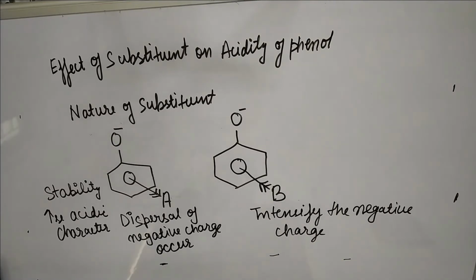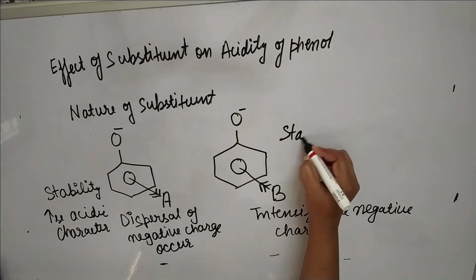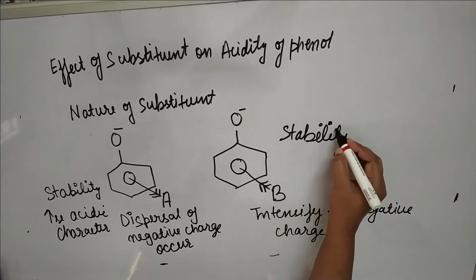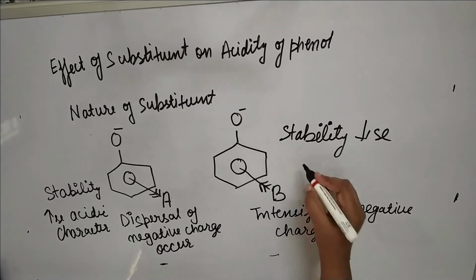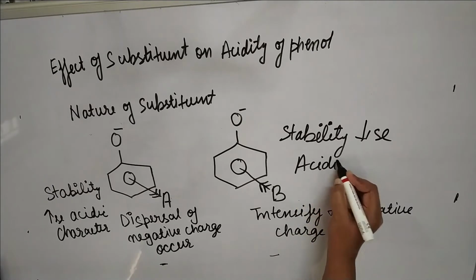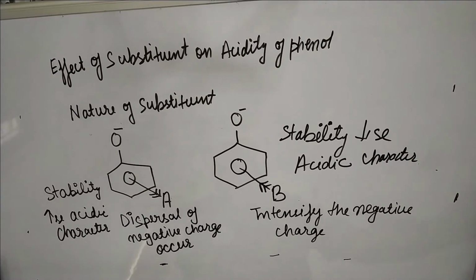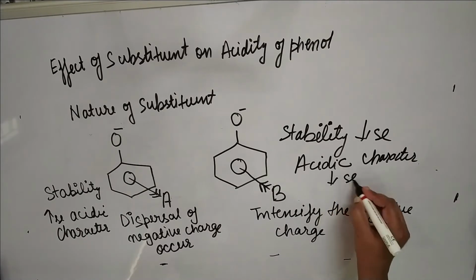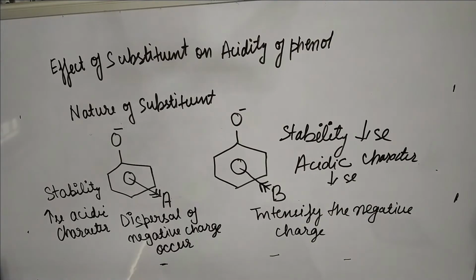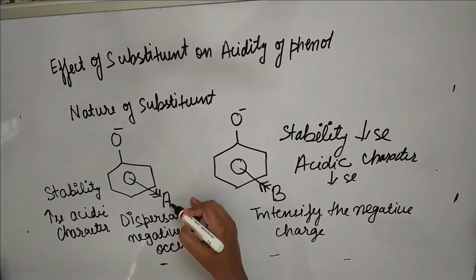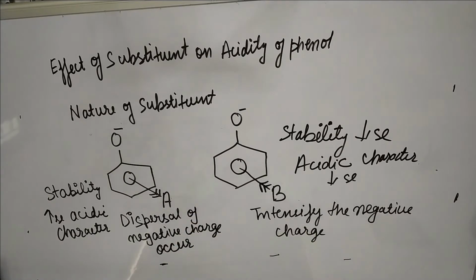Due to which the stability of phenoxide ion will decrease. If the stability decreases, the acidic character will also decrease. So this is the case: if an electron donating group is present, the acidic character will decrease, but if an electron withdrawing group is present, the acidic character will increase. Here A is the electron withdrawing group and B is the electron donating group. This is the first case, where the nature of the substituent decides the stability of phenoxide ion.